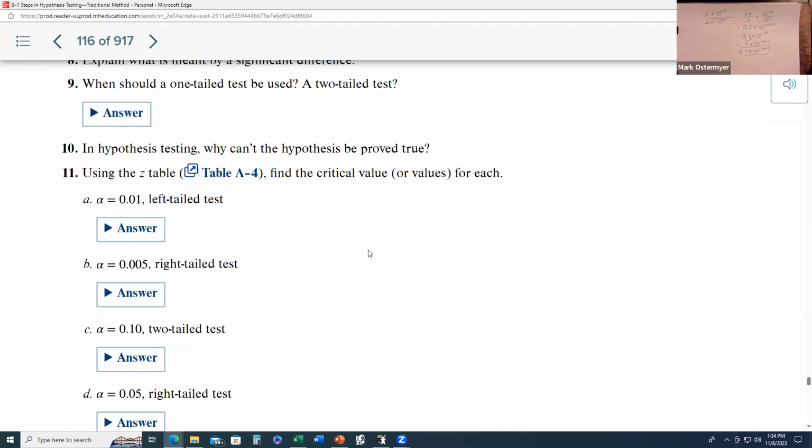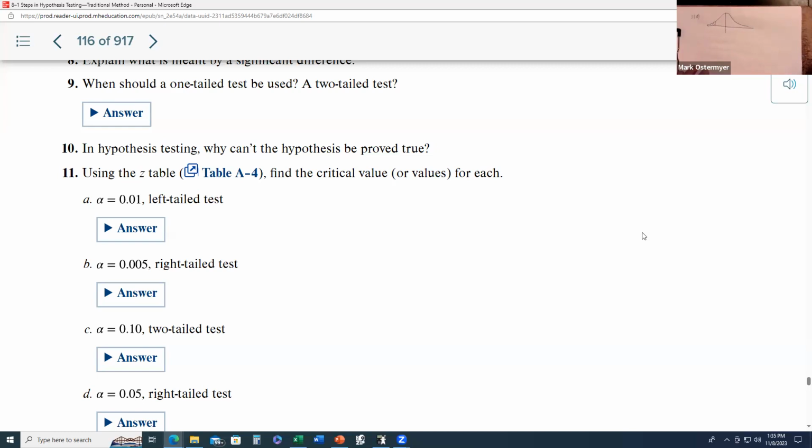Now it says, using the Z table, which we don't need because we have the inverse norm function on our calculator, find the critical value or values for each. All right, now notice in number 11A, they want us to find the critical Z values for what type of test? Is this going to be a one or two-tailed test? What do you think it's going to be if they say a left-tailed test? Is that a one or two-tailed test? One tail. All right, so that's just a one-tailed test where the rejection region must lie in the lower tail of the standard normal probability distribution.